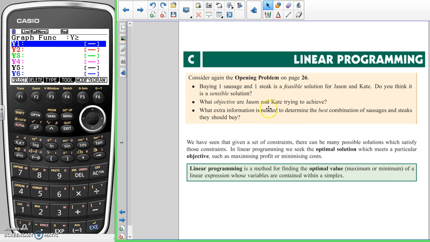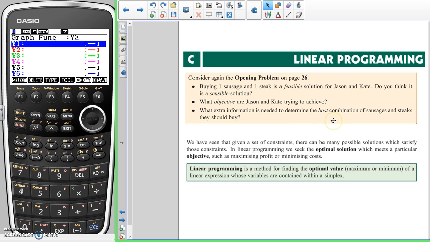What we want to go back to and have a bit of a think about is that opening problem we looked at with steaks and sausages, and we had $20 to spend at most, or we could spend less. Now, if we think about buying one sausage and one steak, it was a feasible solution for Jason and Kate, but do we think it's really a sensible solution? We would say no, because one of each really isn't going to help them achieve their objective, which was to raise money through a fundraiser. So if they had one steak and one sausage, they're really not going to make any profit, or very little.